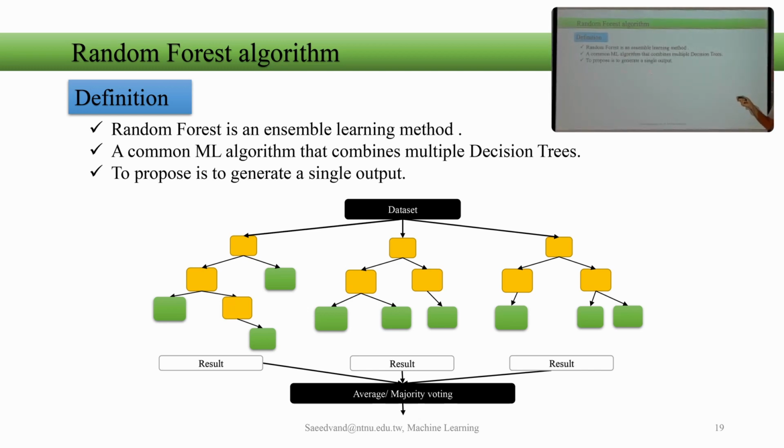It is to propose and generate the single output as what we want. And as I mentioned, you have the data set. We want to generate multiple decision trees. Each one of them gives you some value as prediction of the class label, or continuous as regression. Each one of them will give you something.